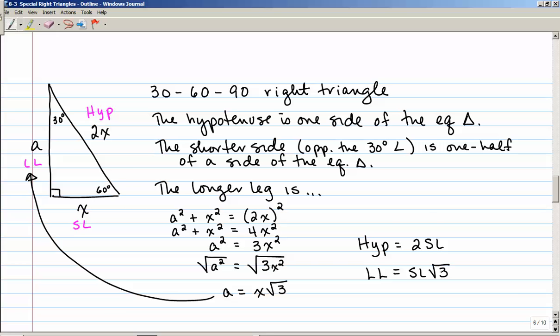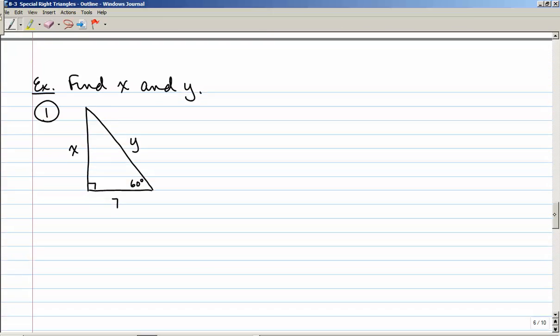So given these two little formulas here, given the length of any one side of a 30, 60, 90 right triangle, I can find the lengths of the other two sides. The hypotenuse is twice as long as the short leg, and the long leg is equal to whatever the short leg is times the square root of 3. Let's take a look at some examples here.